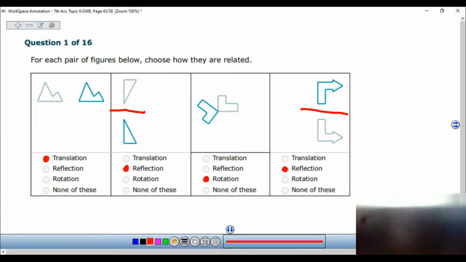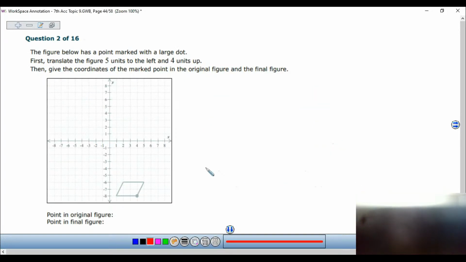All right. Now we're going to get started with question 2. Question 2, we have a figure here. It's been marked with a large dot right there. First, we're going to translate the figure 5 units to the left and 4 units up. Then we're going to give the coordinates of the marked point in the original figure and in the final figure. Well, in the original figure, this point right here is 4 for the x coordinate and -8 for the y coordinate.